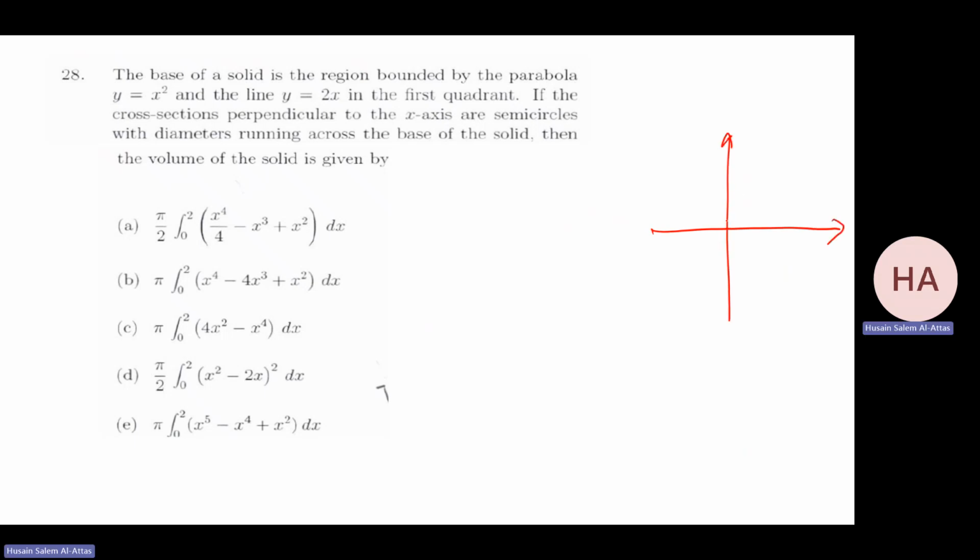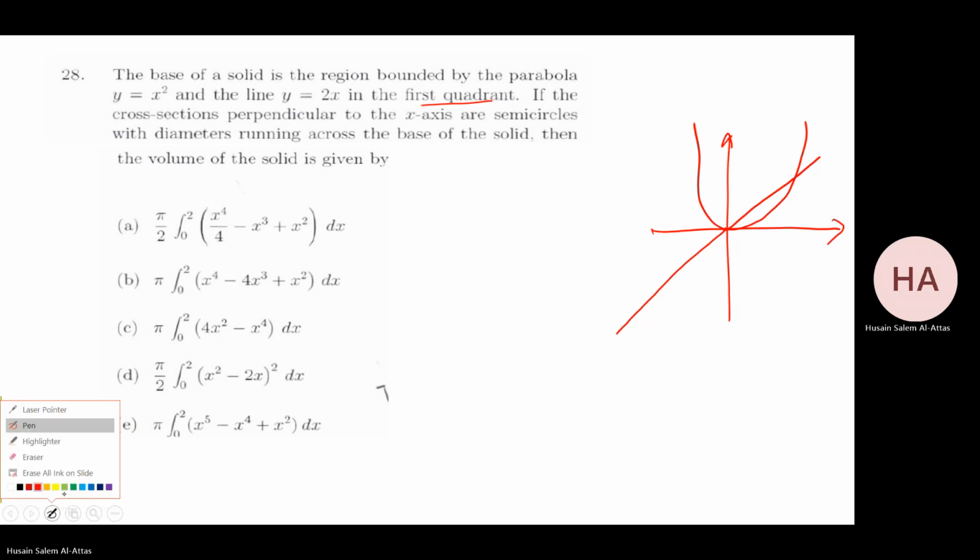What we have, y equal x squared. This is the base, y equal x squared, y equal 2x. Let me make it a little bit bigger. In the first quadrant, you want in the first quadrant. So for sure, my strip is this one. That's it. So this is my line. This is my base. The base is the region bounded by this.